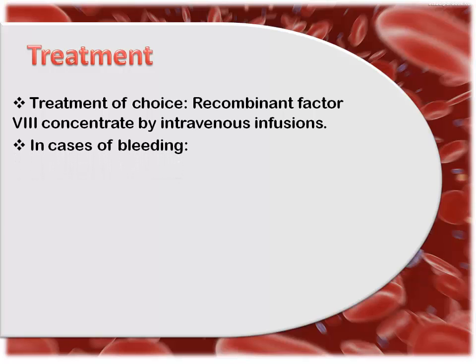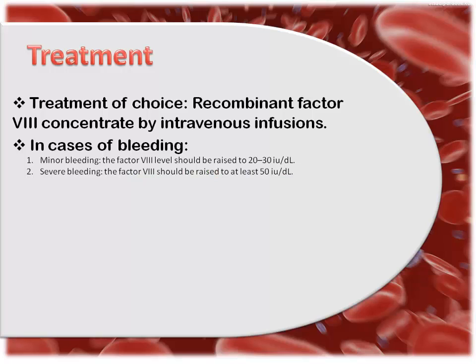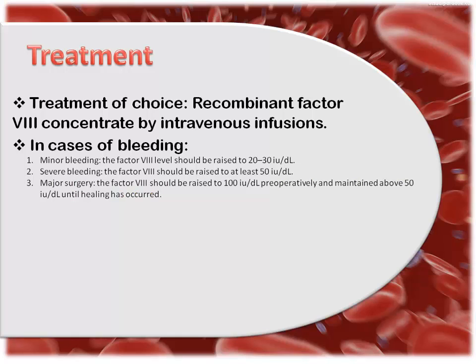Now, in cases of bleeding, we have to intervene with treatment, and in cases of minor bleeding, the factor VIII level should be maintained or raised to between 20 and 30 international units per deciliter. In cases of severe bleeding, the factor VIII should be raised to at least 50 international units per deciliter, and in major surgery the factor VIII should be raised to 100 international units per deciliter preoperatively and maintained above 50 international units per deciliter throughout the whole surgery and until healing has occurred.